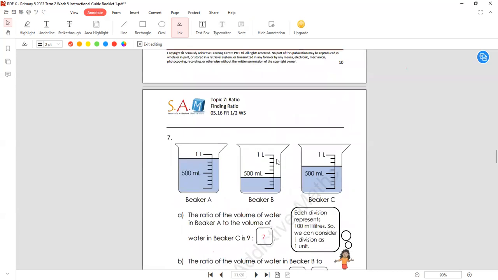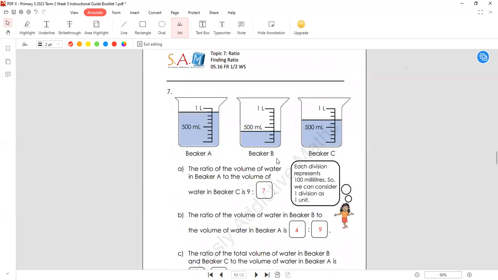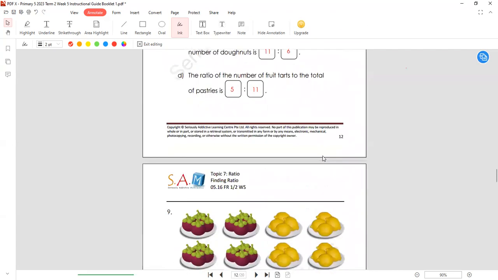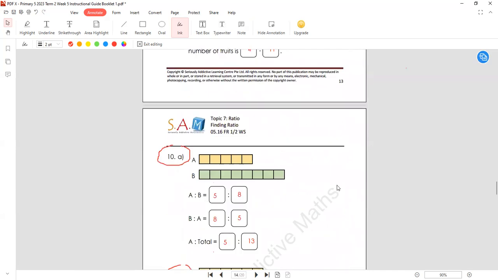Let's try to see whether they can do this. There should be no problem, because there are some hints here. So get them to try it. And let's see, any more questions here?